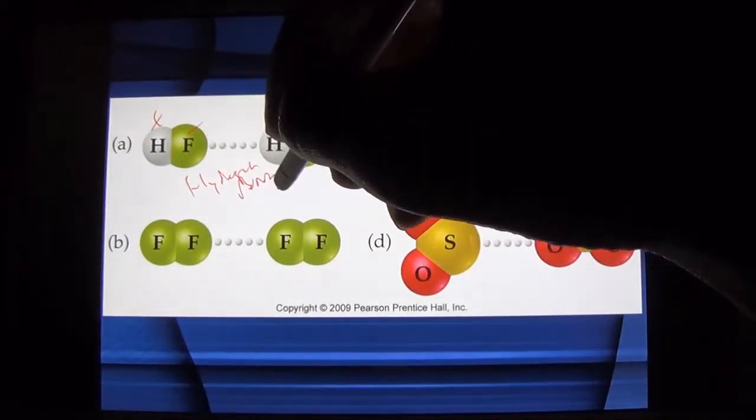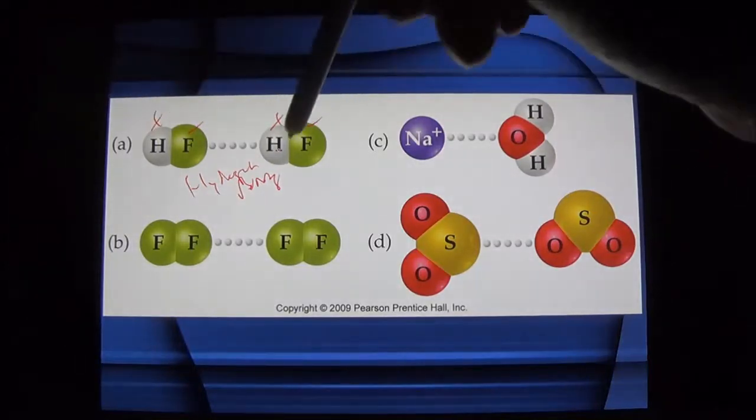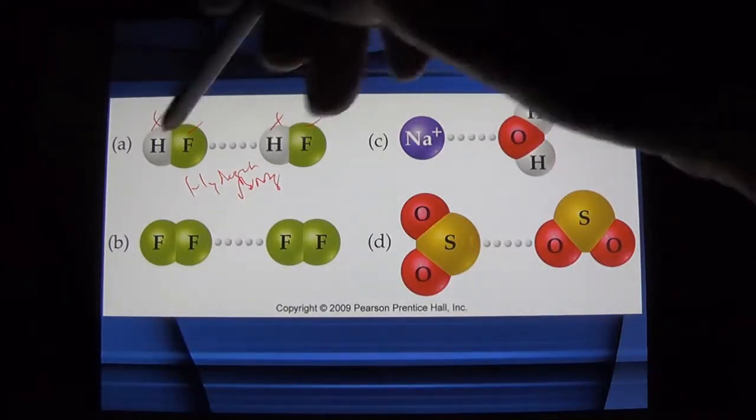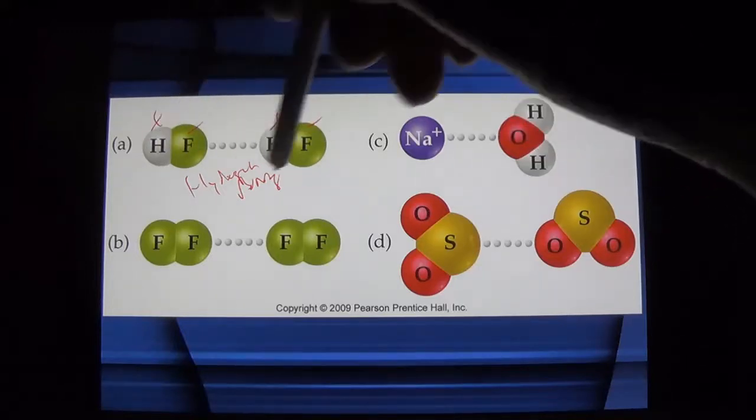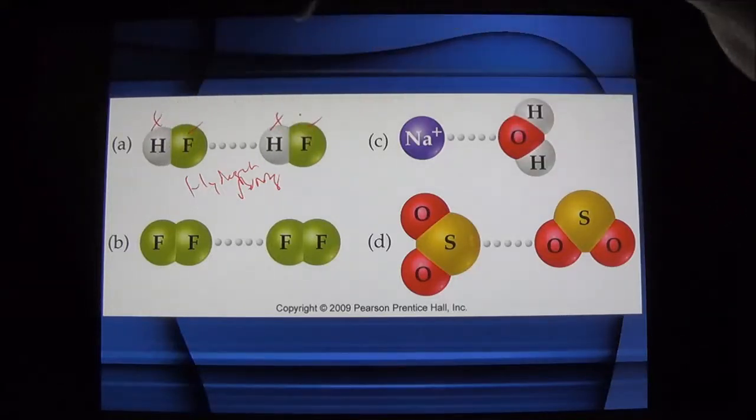So I would call this hydrogen bonding. Now, there would also be dipole-dipole bonding going on. There would also be London dispersion forces going on. But hydrogen bonding is going to be the strongest of the three choices in that situation. So we're going to just declare hydrogen bonding and move on. Why mention the weaker ones?